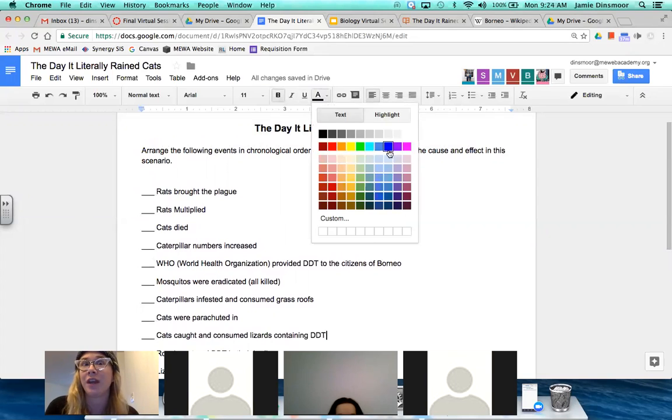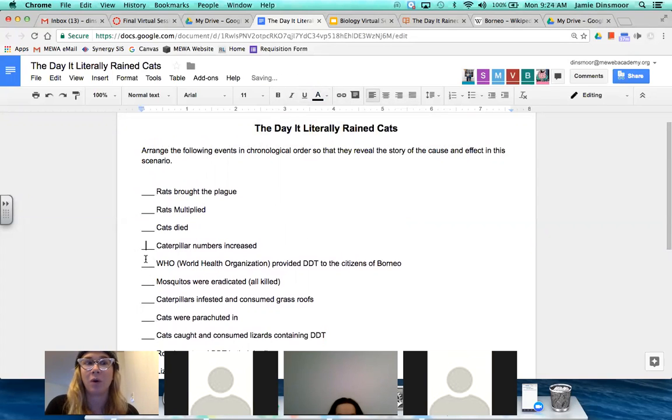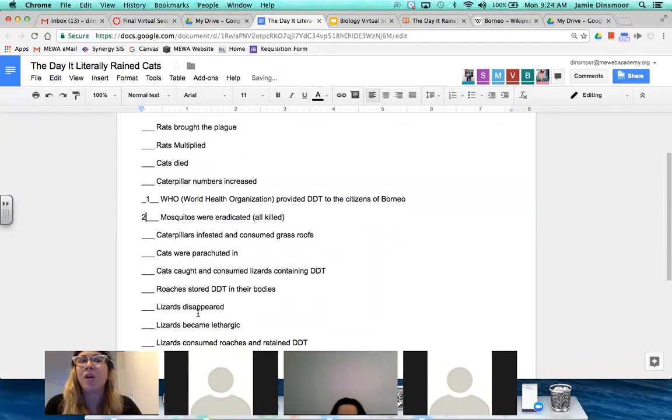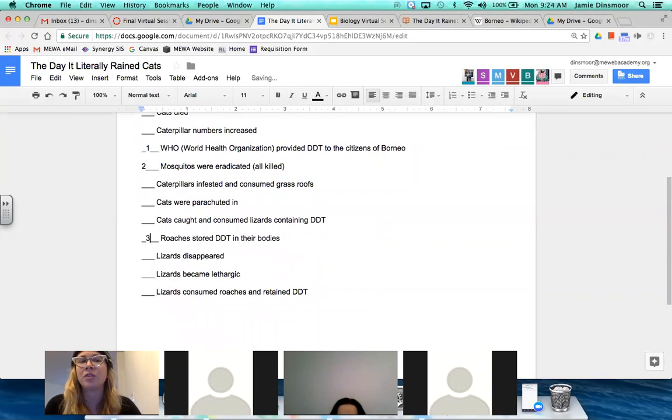Yeah, the roaches is where we're going next. So we have the WHO is number one. The mosquitoes eradicated is number two. Number three is that the roaches start to store DDT in their bodies, right? Even though you don't really envision roaches as having fat, they do have fatty substances in their bodies that can store that DDT. So it didn't affect them, right? It doesn't kill them, but it's in their bodies. Okay, so then who is going to be affected next?